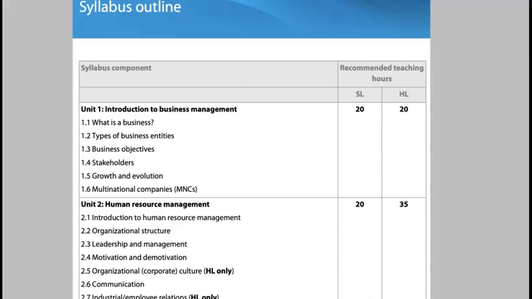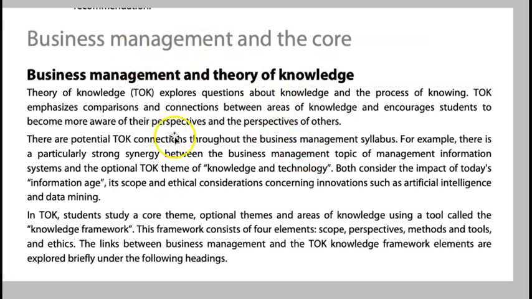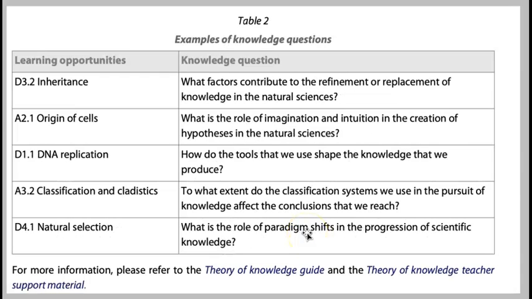We're looking at business again. And the guides will also give you some strong links to theory of knowledge in each of the guides. There's links now. The IB is putting them all inside, so you can find that out. So, here's some good questions. What is the role of imagination and intuition in the creation of a hypothesis in the natural sciences? So, what's the creative impact on knowledge, and how do we figure that out? How do the tools that we use shape the knowledge that we produce? So, what type of tools do we have, and how do we use them?